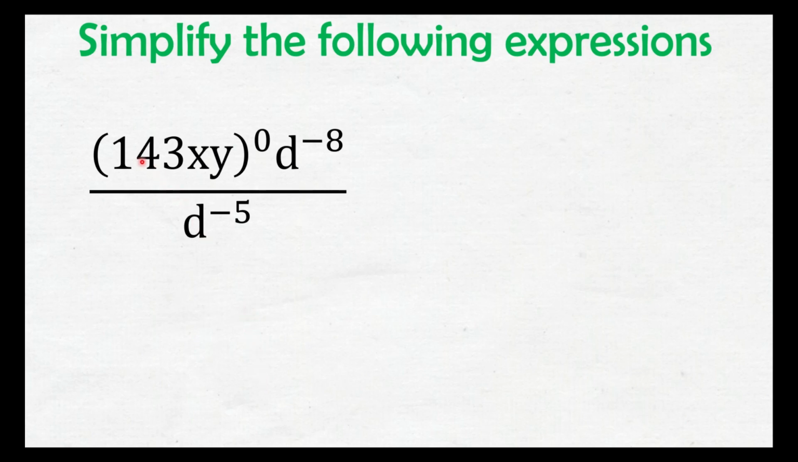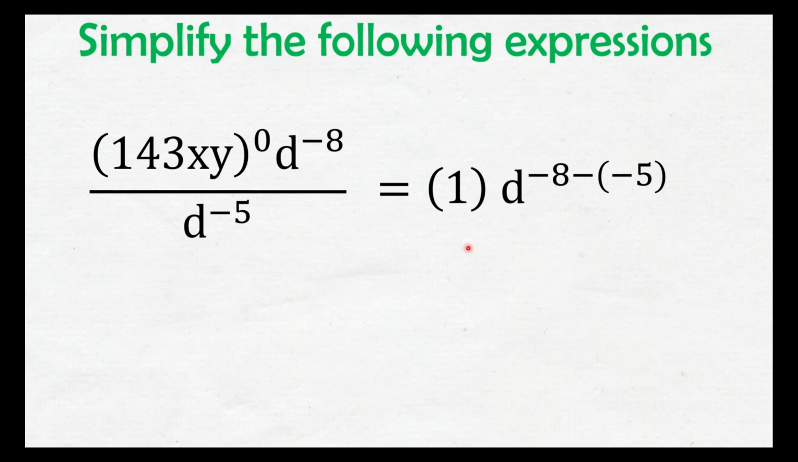Okay, another example, the quantity 143xy raised to 0, times d raised to negative 8, all over d raised to negative 5. Since itong 143xy ay naka-raise sa 0, naka-parenthesis yan, ibig sabihin yung expression na nasa loob ng parenthesis na ito ay equal sa 1. Kaya naging 1 ito. And d raised to negative 8, since kapares niya yung base sa denominator, pwede nating isubtract yung mga exponent nila. So, we have d raised to negative 8 minus negative 5.